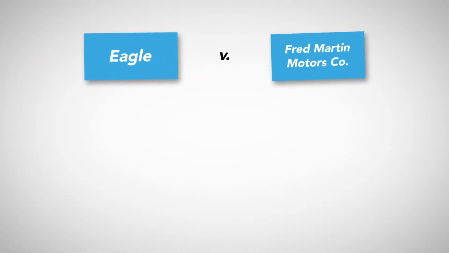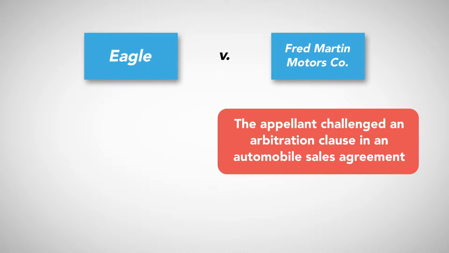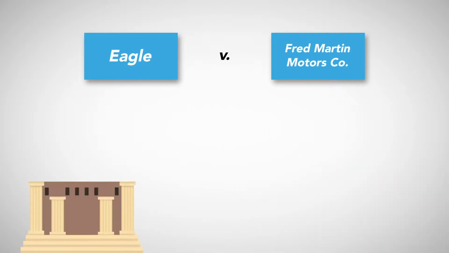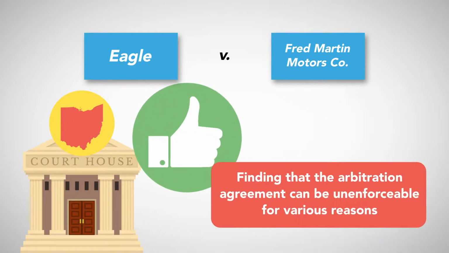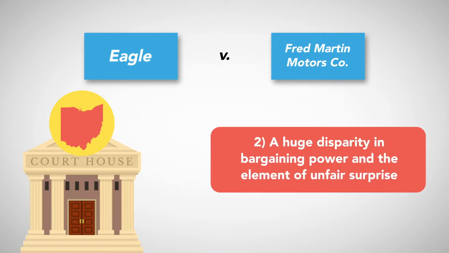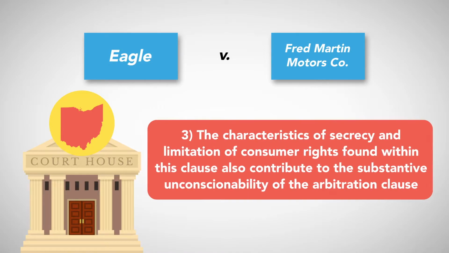In Eagle v. Fred Martin Motors Company, the appellant challenged an arbitration clause in an automobile sales agreement, asserting that it was unenforceable due to inconsistency. The Ohio Appeals Court agreed with her contention, finding that the arbitration agreement can be unenforceable for various reasons, including: 1. The arbitration costs and fees are prohibitive, unreasonable, and unfair as applied. 2. A huge disparity in bargaining power and the element of unfair surprise. 3. The characteristics of secrecy and limitation of consumer rights found within this clause also contribute to the substantive unconscionability of the arbitration clause. And 4.